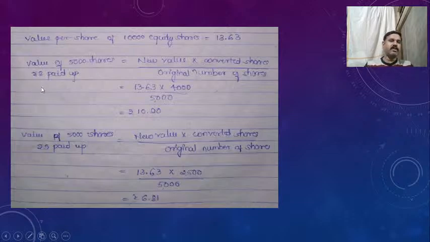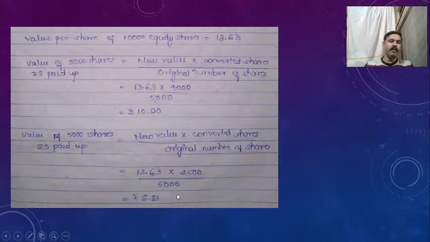Then the value of 5,000 shares of 8 paid up equals the new value into converted shares divided by original number of shares, 13.63 into 4,000 divided by 5,000, that is 10 rupees 90 paisa. Who paid 8 rupees, their share value is 10 rupees 90 paisa. Then the value of 5,000 shares at 5 rupees paid up, 13.63 into 2,500 divided by 5,000, that is 6.81. So who has paid 5 rupees, their share value is 6.81 per share.